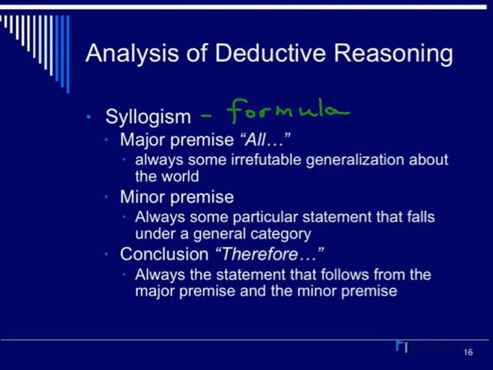But in a syllogism, you have a major premise, which is that generalization, that general truth that you already know. And then a minor premise, which is some particular statement that falls underneath this general idea. And as a result of that, there is a conclusion that usually begins with the idea of therefore. So really what a syllogism does is follow the movement of the reasoning that happens. Your conclusion always follows from both the major and the minor premise put together.